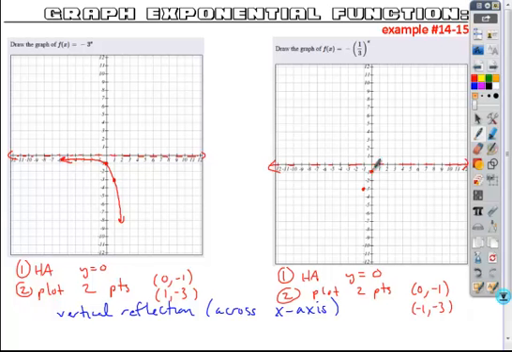And so when you look, again, the general shape is what we were expecting to see. This is our decay function, right? Looking down this way, and then we reflect it across the x-axis, so we wind up with that red graph, which is, again, what we would expect to see.